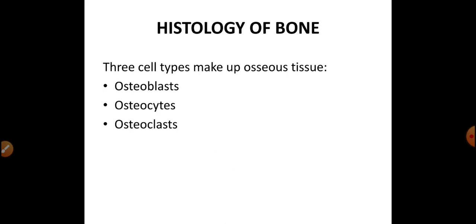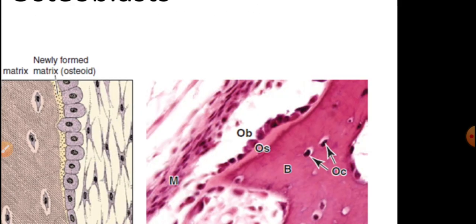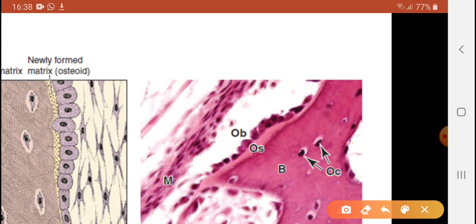Now we have 3 types of cells found within the bone: the osteoblast, osteocyte and the osteoclast. The osteoblast, if you remember, is the cell responsible for synthesis and secretion of the organic component of the matrix and deposition of the inorganic component of the bone. Clear? This cell doesn't have the ability to divide mitotically. When it moves toward the matrix it turns into the osteocyte. The location of the osteoblast is at the surface of the bone matrix.